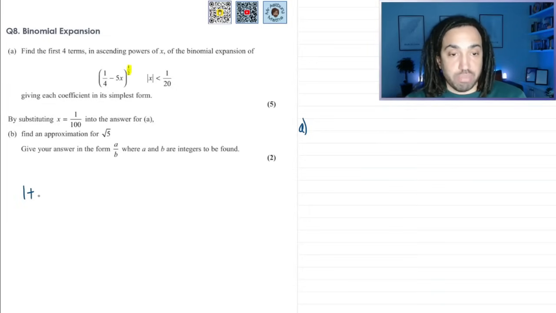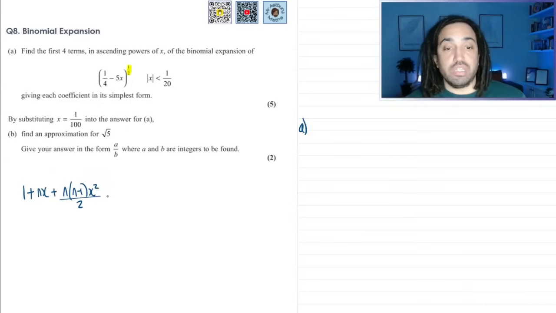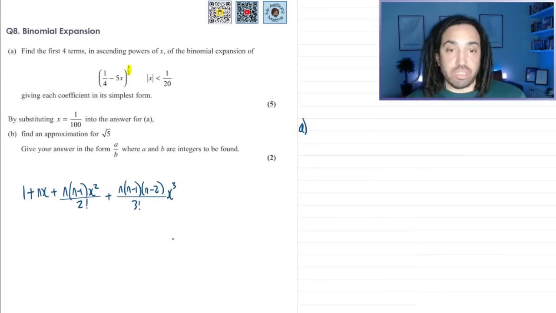And it looks like 1 plus nx plus n times n minus 1 x squared over 2 factorial, and so on and so forth. I'll just do one more just so we're clear, like so, and that will be over 3 factorial, and that will be x cubed. Okay, so that is given, and the next thing we need to check is there needs to be a 1 in this slot here, which there isn't.